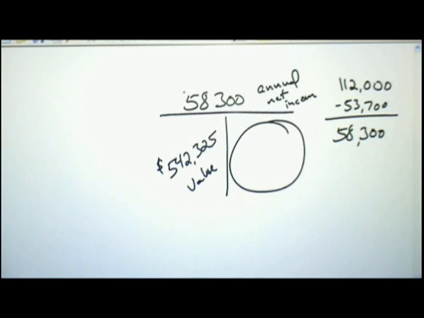So now I just need to divide the annual net income of $58,300 by $542,325, and I get a capitalization rate of 0.1075 or 10.75%.